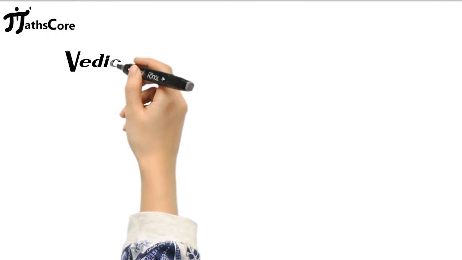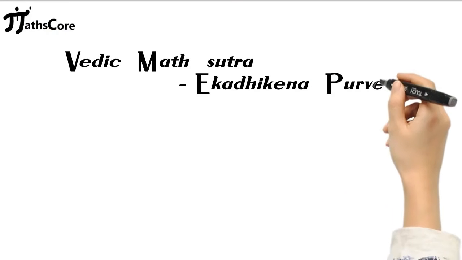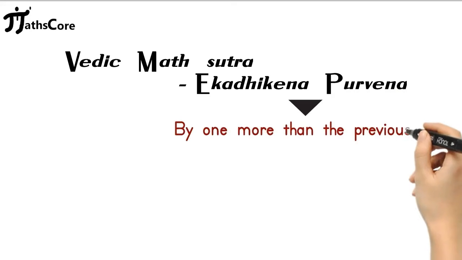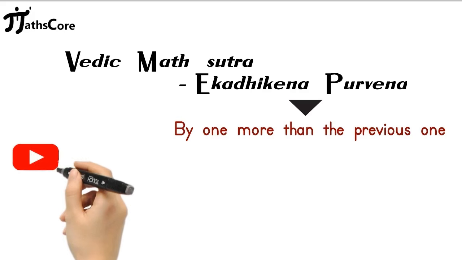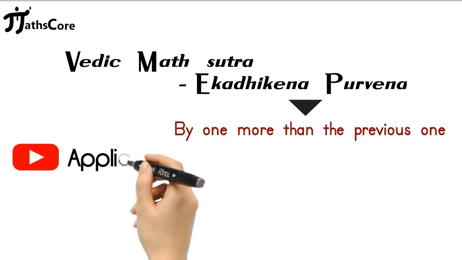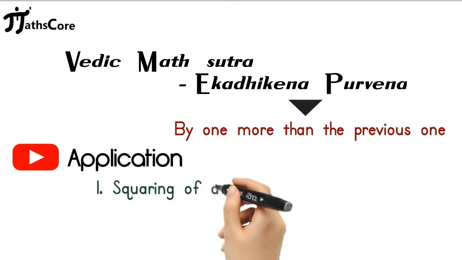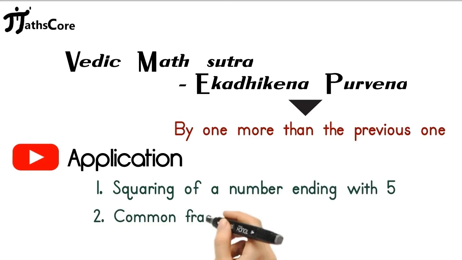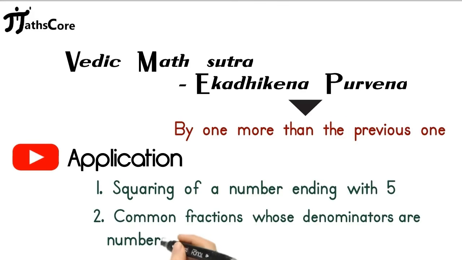In this video, we delve into the profound Vedic Maths Sutra known as Ekadikena Purvena, which translates to "by one more than the previous one." In this video, we are going to discuss the application of this sutra Ekadikena Purvena. So, here are some applications. First one is squaring of a number ending with 5, and the second application is common fractions whose denominators are numbers ending in 9. So, let's get started.